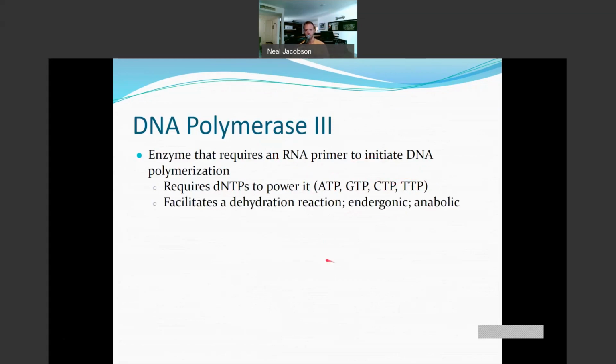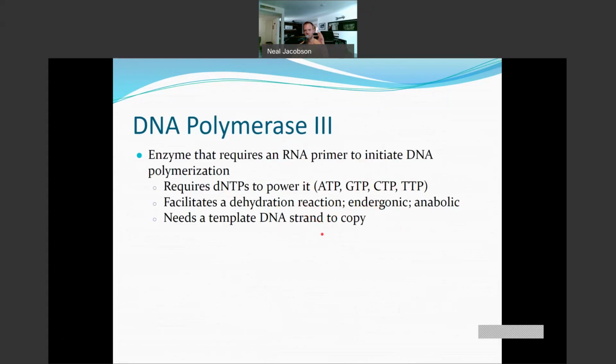Okay. So this process is going to be a dehydration because it's got to dehydrate it to make a polymer, right? It's going to be endergonic because it's going to require energy from outside to come in. And it's anabolic because you're building a new DNA strand. The only thing that it really needs is it needs a template DNA strand.